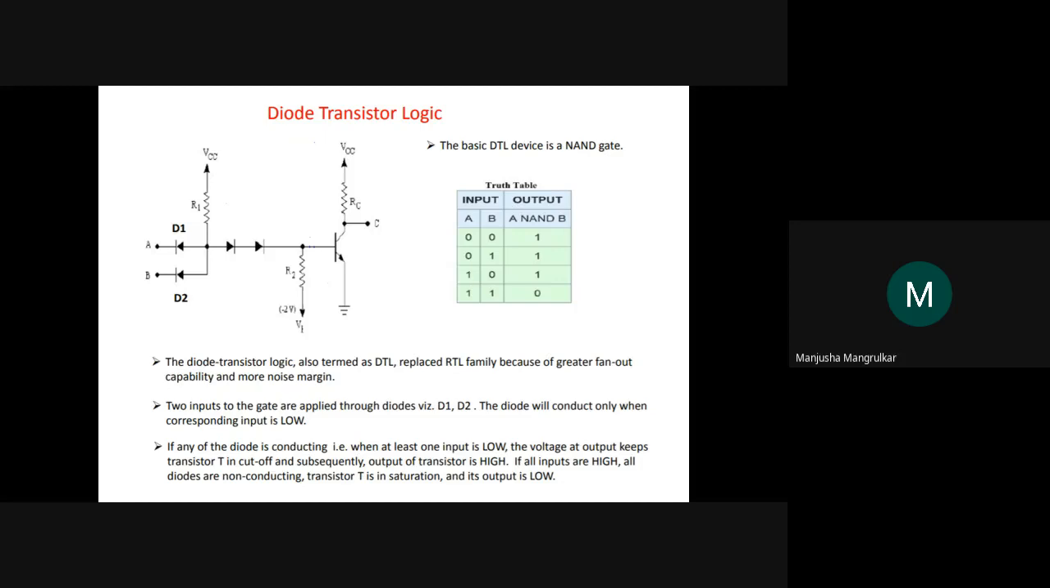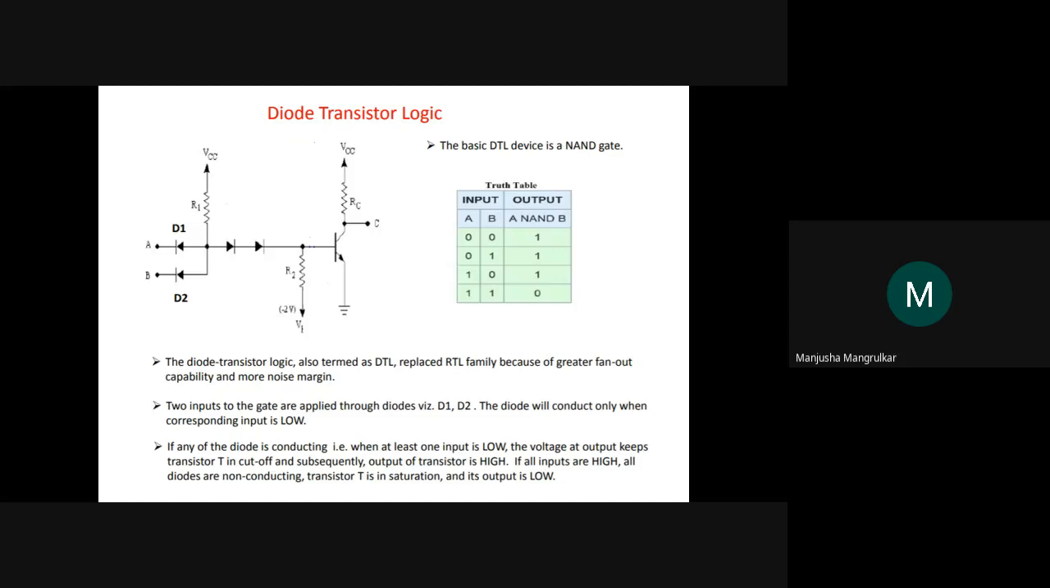Now here, instead of transistors we use diodes. Now this gives the NAND gate. Suppose A and B both are 0. If both are 0, what is this? This circuit, the diode transistor logic, also termed DTL, replaced the RTL family because of the greater fan out capability and the more noise margin.